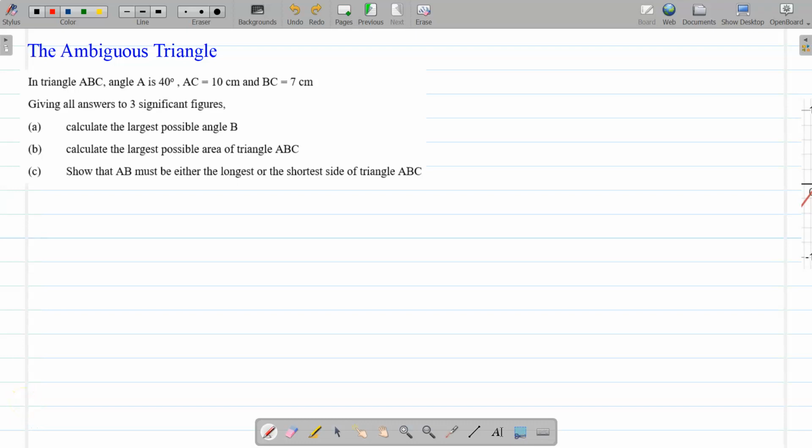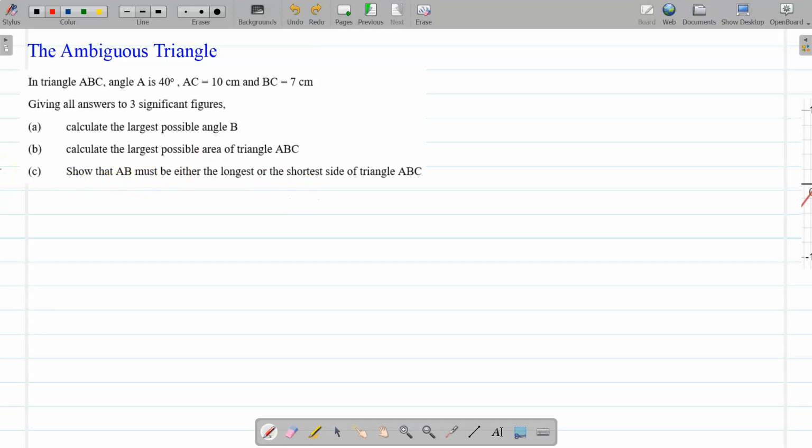Hello. In this video we're going to extend our work on the sine and cosine and area rules for non-right angled triangles. We looked at the general rules in a previous video, but now we're going to look at a special case. I sometimes call this the ambiguous case, where you will see why in a few moments.